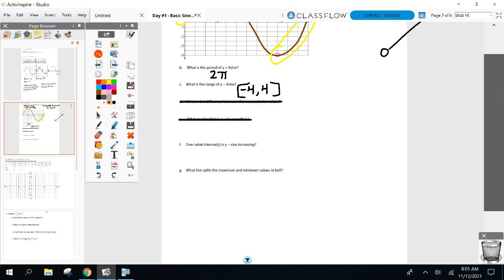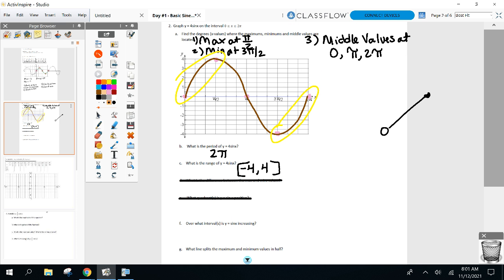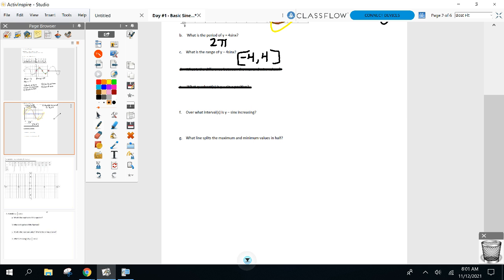From 0 to where is it increasing? I'm looking for x values here. 0 to where on that graph? 0 to what? Pi over 2. Now, I'll write 0, comma pi over 2 here. Now the question is, should I get brackets or not? If you look at 0, is it doing anything? Is it actually increasing or decreasing at 0? No, it's just there. So that's why I'm going to put parentheses around these two instead of brackets. Because it's not actually increasing at those points.